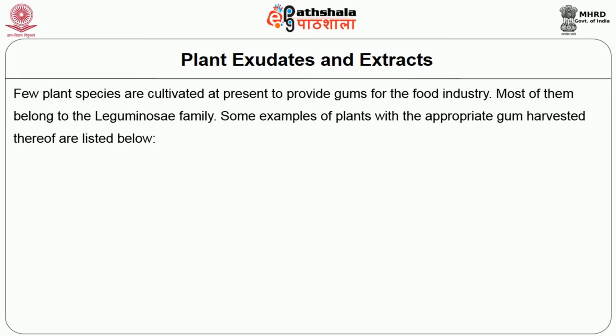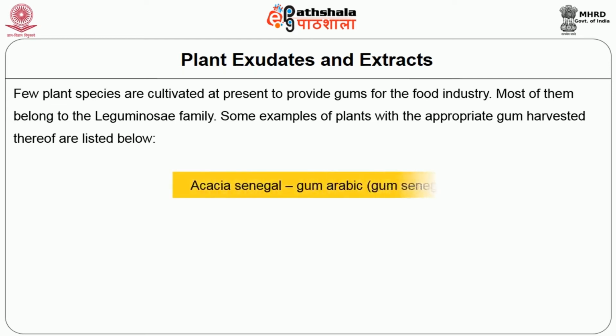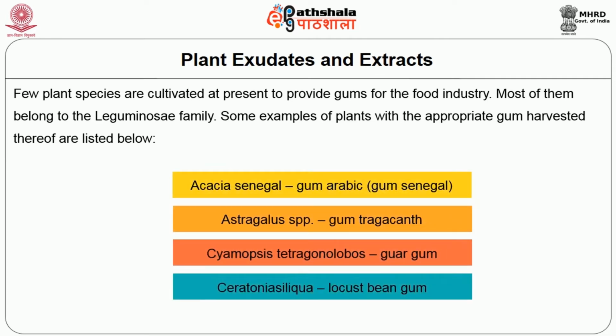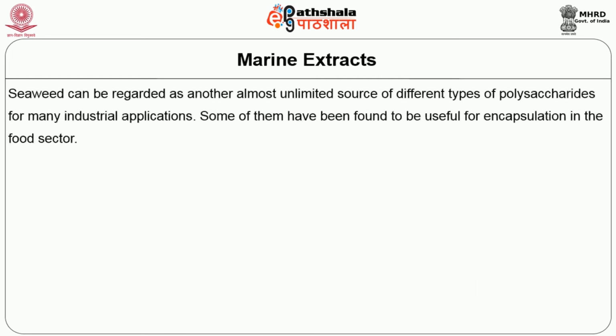Some examples of plants with appropriate gum harvested thereof are listed below. Acacia senegal, which is gum arabic, Astragalus species, which is gum tragacanth. We have another, Cyamopsis tetragonoloba, which is guar gum, and Ceratonia siliqua, which is locust bean gum. Finally, we have marine extracts. Seaweed can be regarded as another almost unlimited source of different types of polysaccharides for many industrial applications. Some of them have been found to be useful for encapsulation in the food sector.